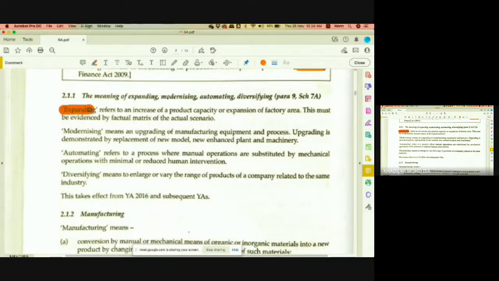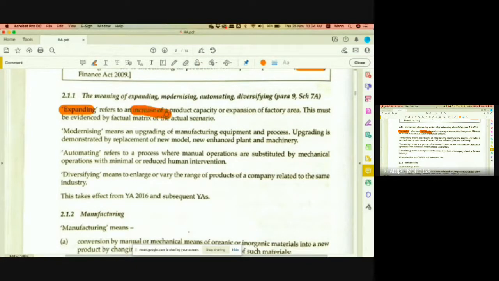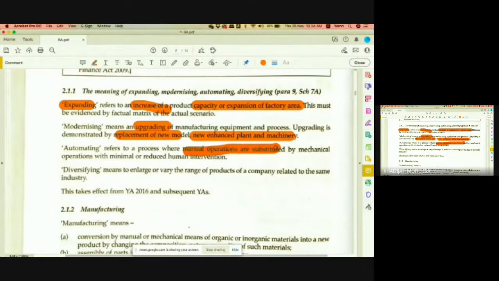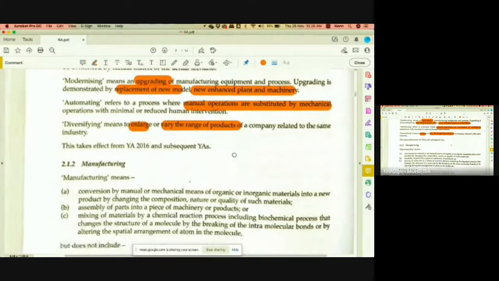We say that expanding refers to increase of a product capacity or expansion of factory area. Right? Increase of capacity or expansion of factory area. This must be evident by factual metric of the actual scenario. Modernizing means upgrade of manufacturing equipment and process. It could be replacement of new model, new enhanced plant and machinery. And then automating refers to process where manual operation is substituted by mechanical operation. So that is automating. Diversify means to enlarge or to vary the range of products of a company related to the same industry. And this is effective from 2016 subsequent YAs, right?